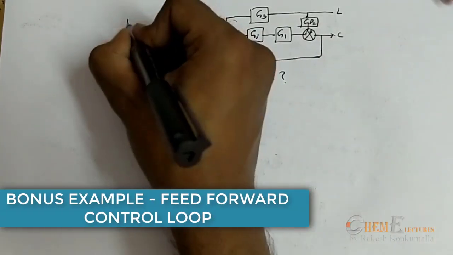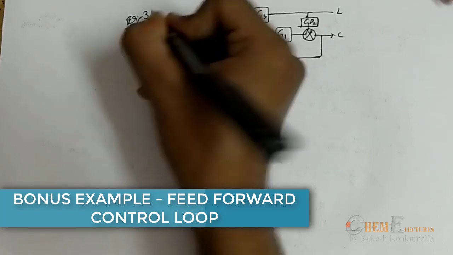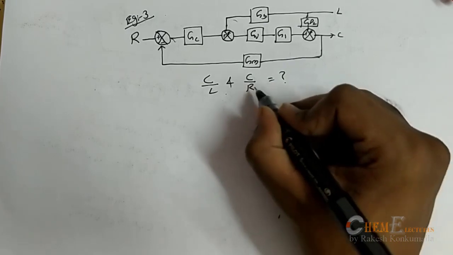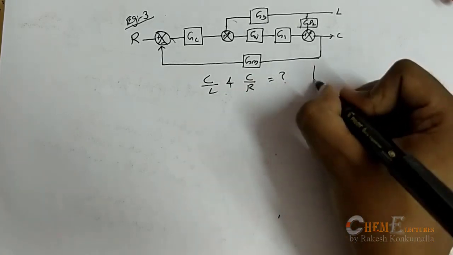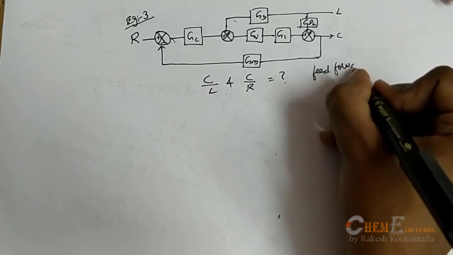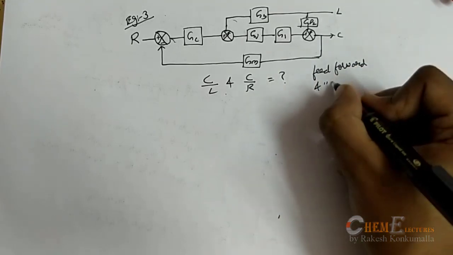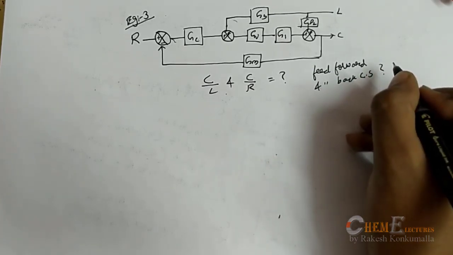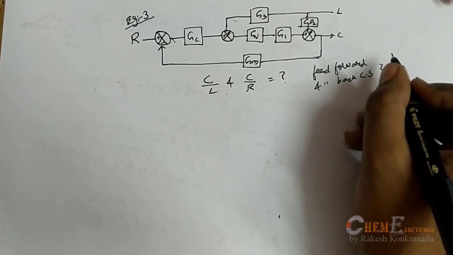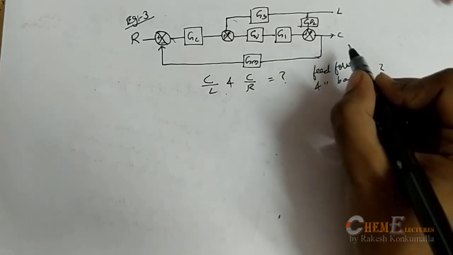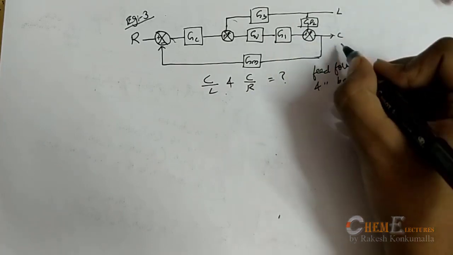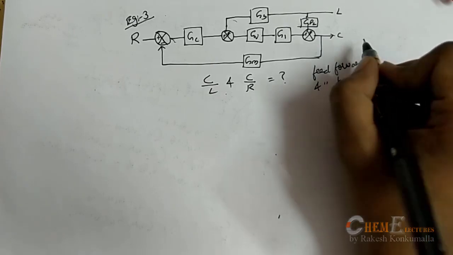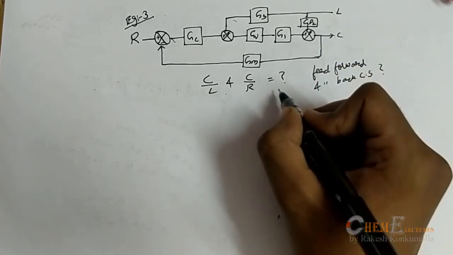Now I am giving you one more example. Just try how to develop C by L and C by R for this loop, which we call a feed forward and feedback control system. These all come under the advanced control strategies. Now here just find out the C by L and C by R. Later in these lectures I will be discussing how to develop these types of strategies. So in my next lecture you can find the solution at the end of the video.